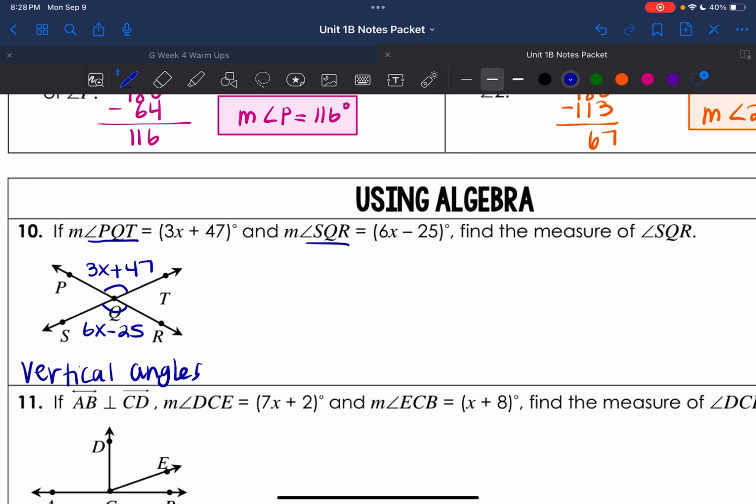So if we're going to find the measure of SQR, the first thing we need to do is figure out what is the value of x. Since these are vertical, that means that they're congruent, so I can set them equal to each other.